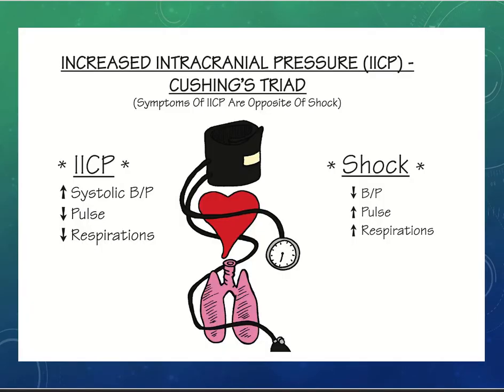So here is Cushing's triad. The triad is three symptoms that are characteristic of increased ICP. And your symptoms here are an elevated systolic blood pressure, a decreased pulse, and decreased respirations. Now, this is to be contrasted with shock, which is where you have a decreased blood pressure, an increased pulse, and increased respirations, okay? So when we have increased ICP, these are the things that we're going to see, and they're opposite of shock.